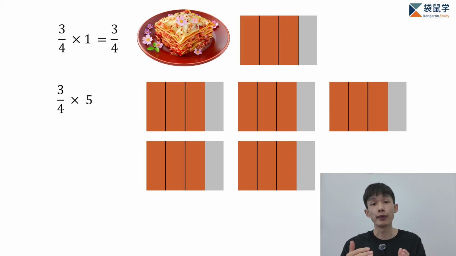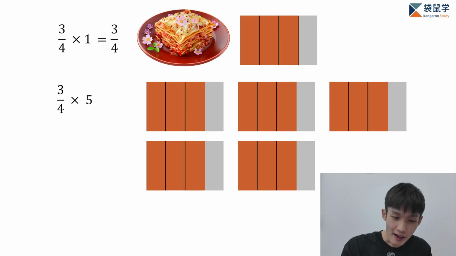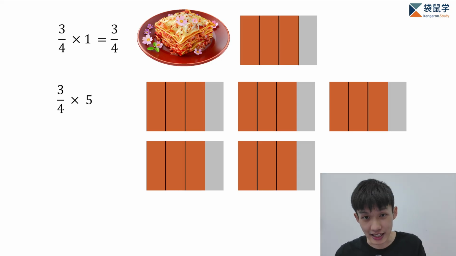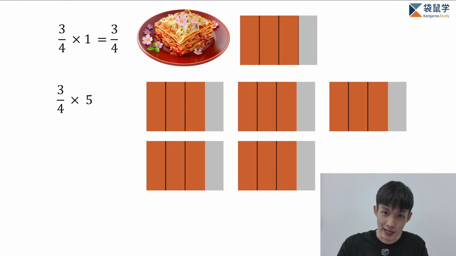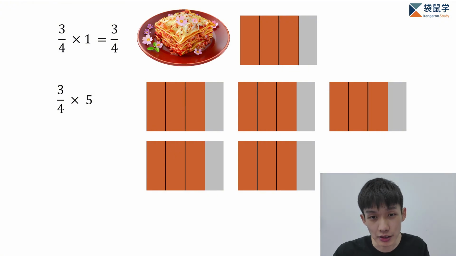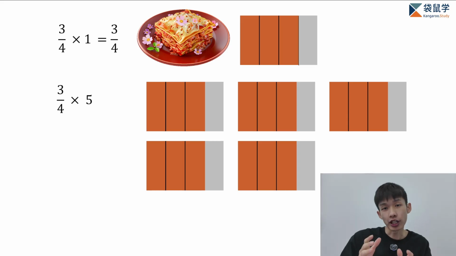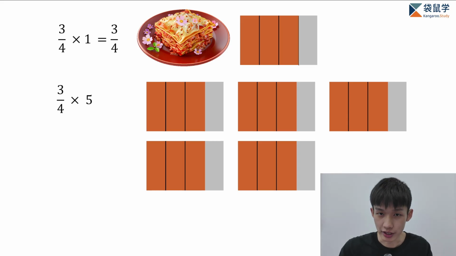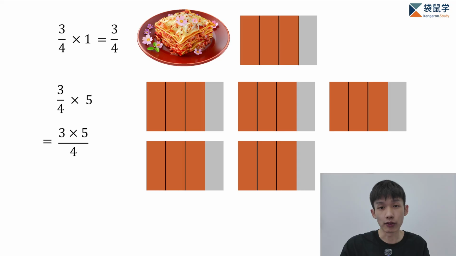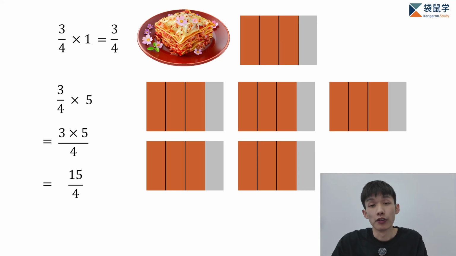Now, let's count how many units we have. We actually have 1, 2, 3, 3 units for each lasagna, and we have 5 of them. So it's basically 3 times 5. We get 15 units. But for each lasagna, it's 4 units. So the answer should be 3 times 5 over 4, which equals 15/4.